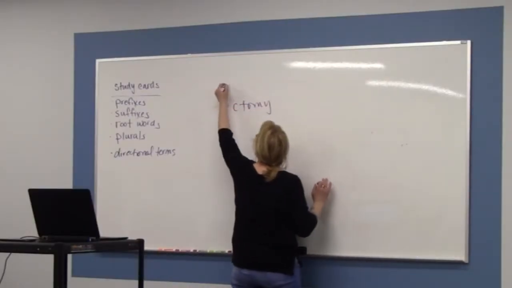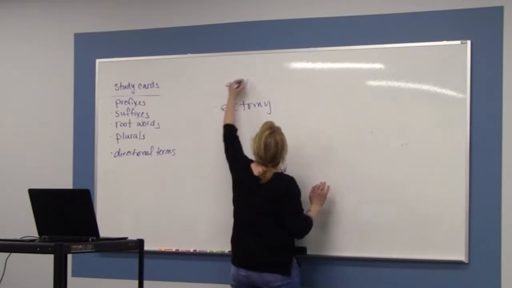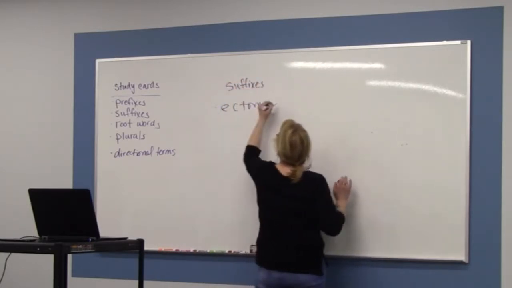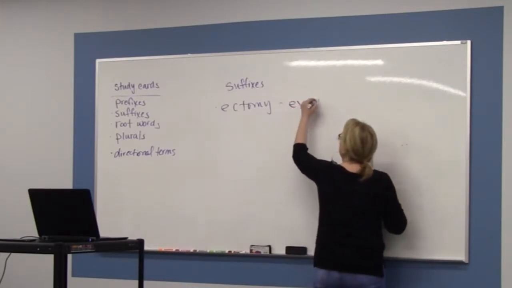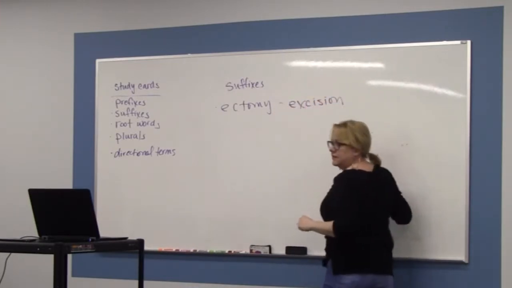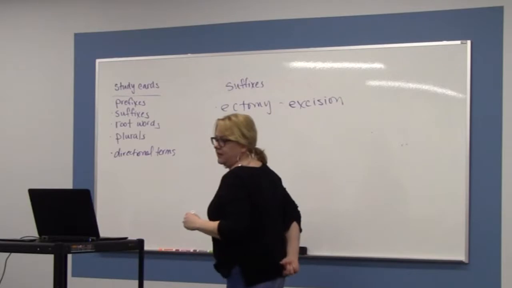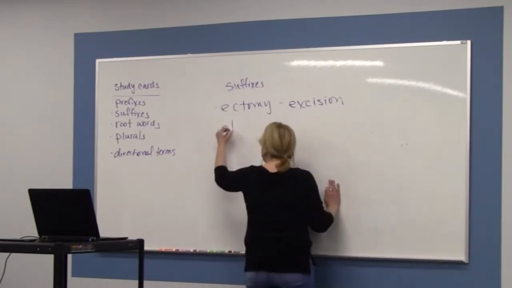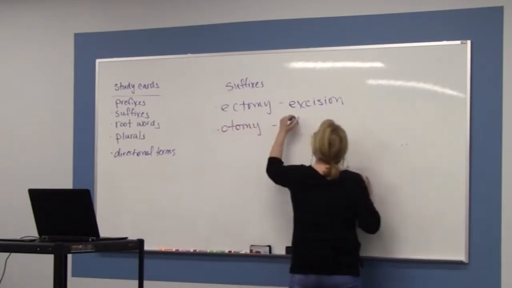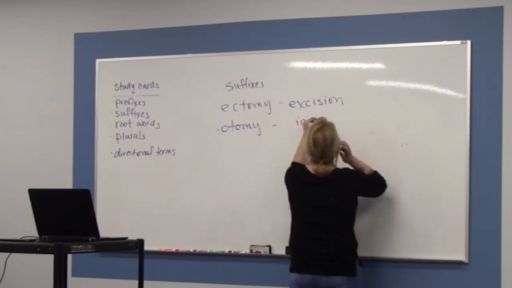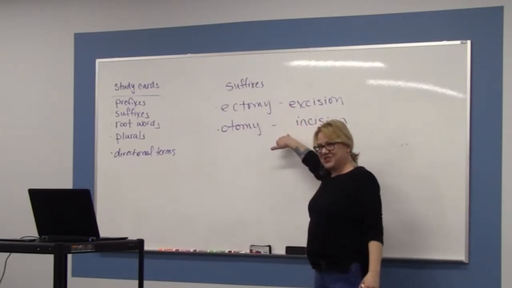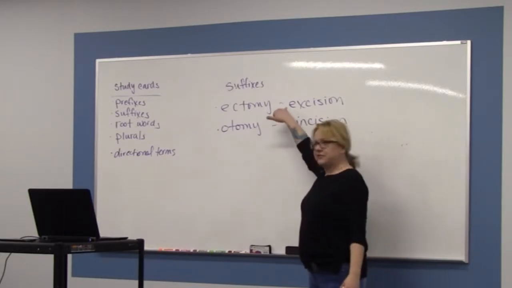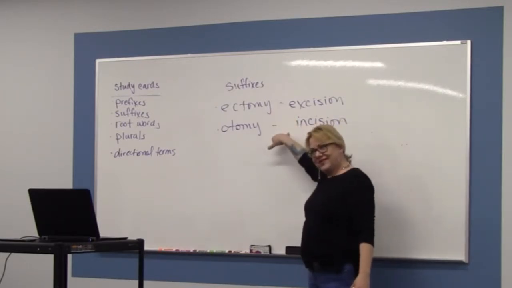All right, so here's some suffixes, okay? I'm going to try to keep moving. So here it's an excision. Here we have an otomy, which is an incision. So obviously two extremely important words to know the difference between. This is the difference between the right code and the wrong code.